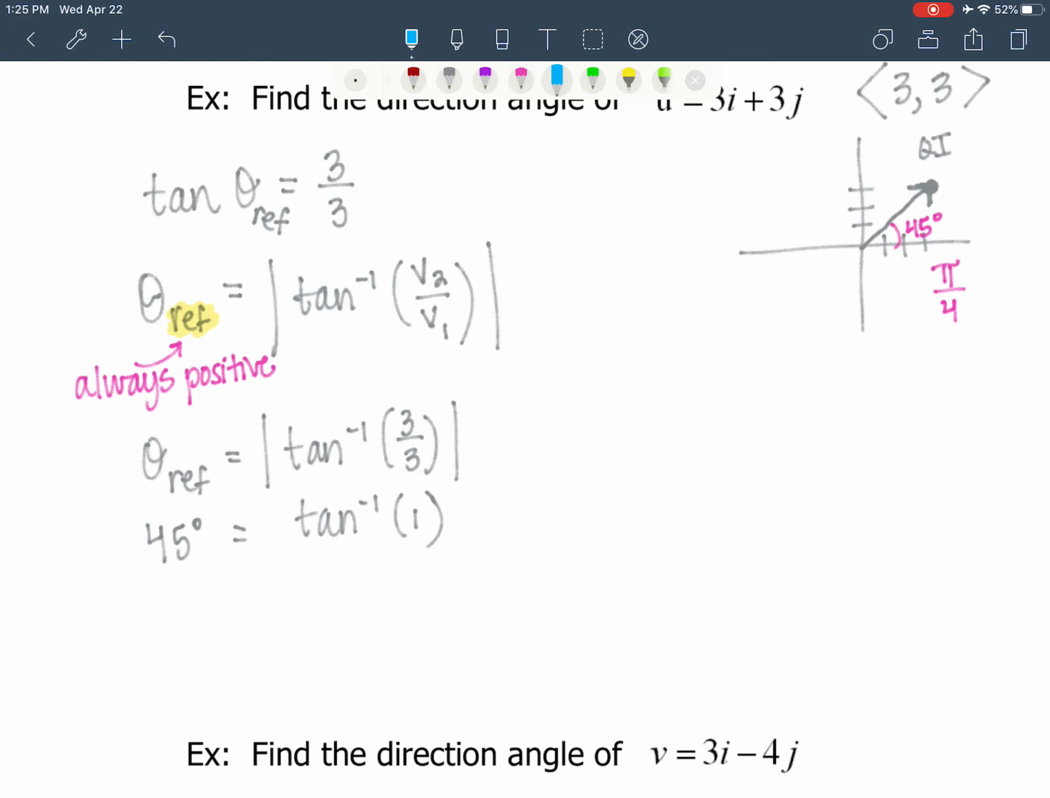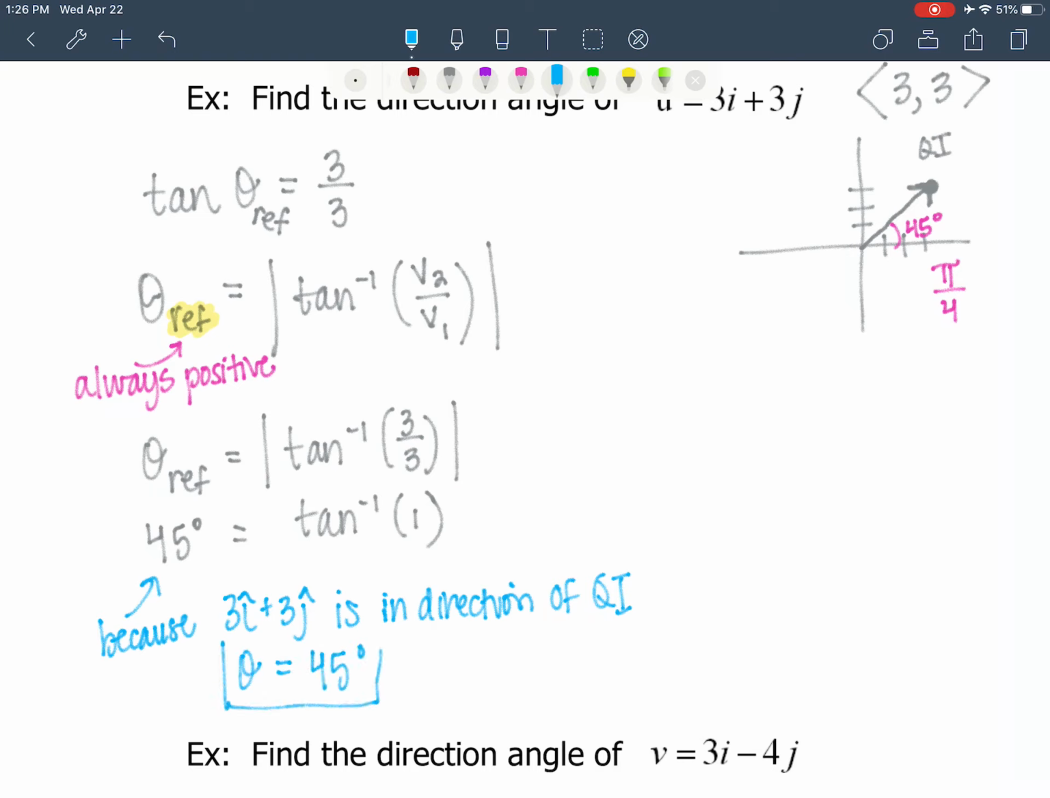Because I'm in quadrant 1, because 3i hat plus 3j hat is in the direction of quadrant 1, theta equals 45 degrees.